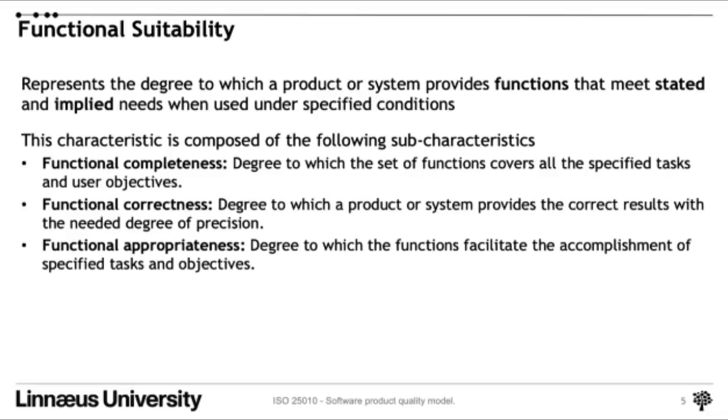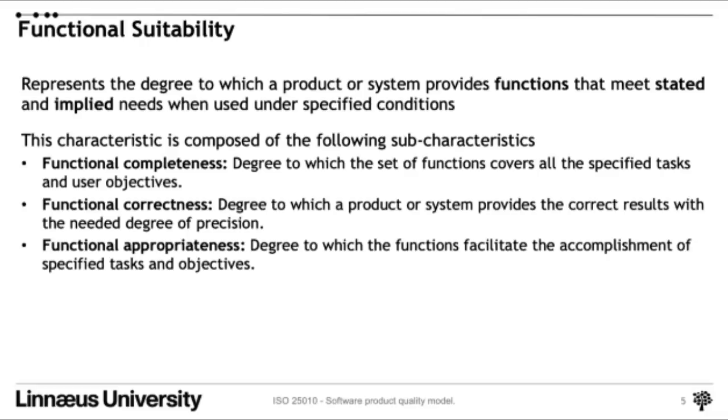Then you have functional correctness, which is the degree to which a product or system provides the correct result with the needed degree of precision. I mean, that's mostly concerned with testing. You run the test, and then if the output of your software is compliant with the one expected, then it's good.